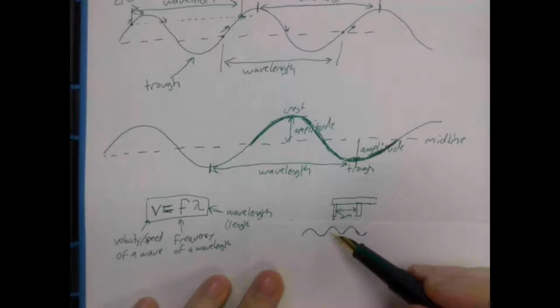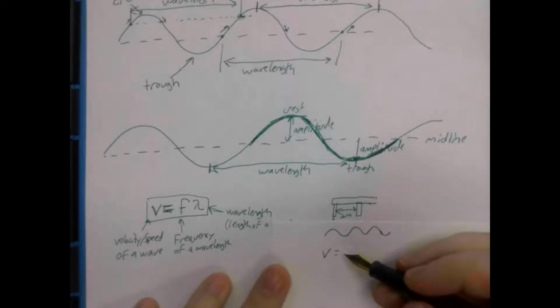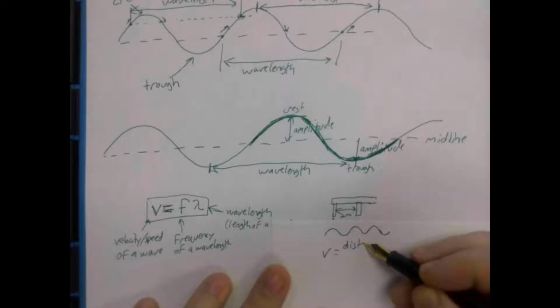What would its velocity be? What is speed? Do y'all remember that from junior high? Speed is distance over time. So if you see this point right here go a distance of 2 meters in 1 second, its speed or velocity is 2 meters per second.